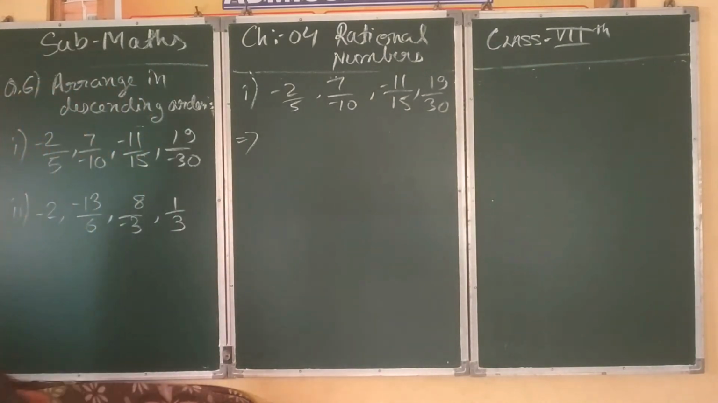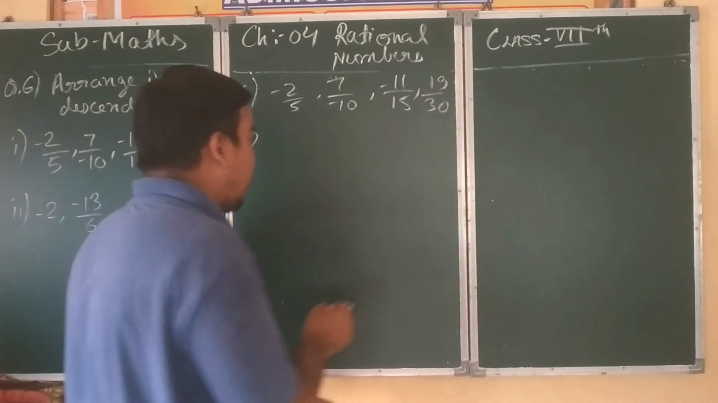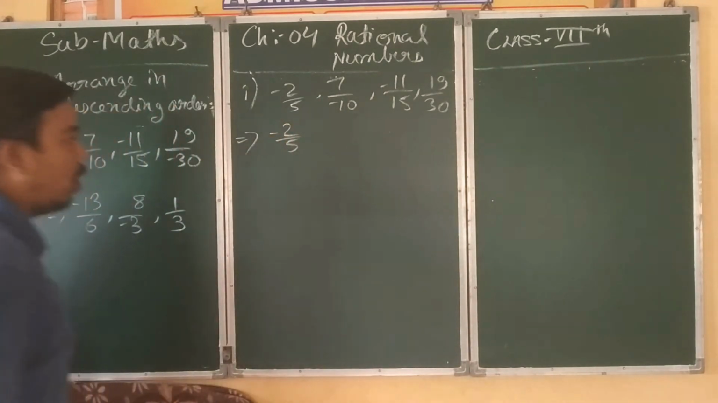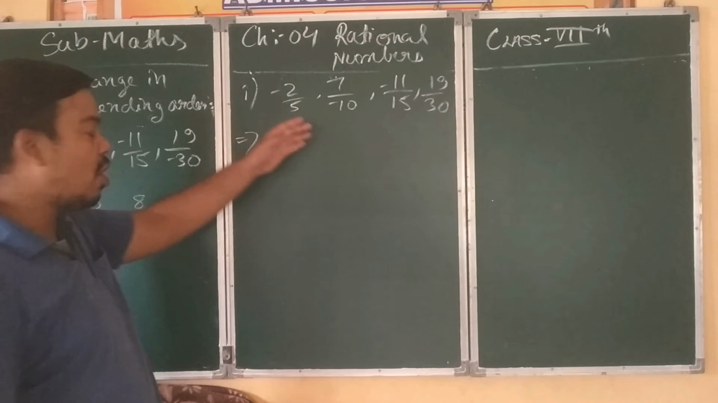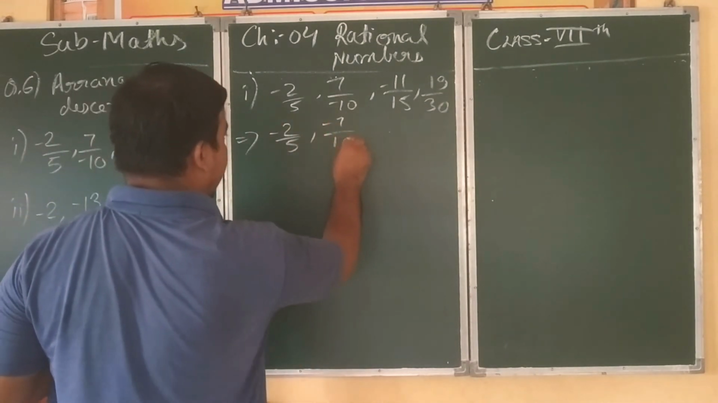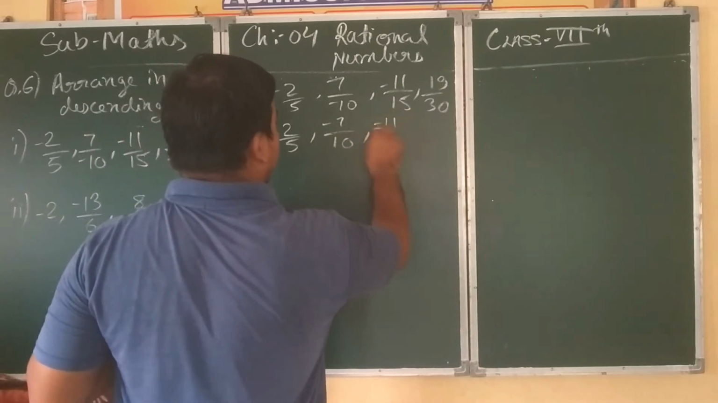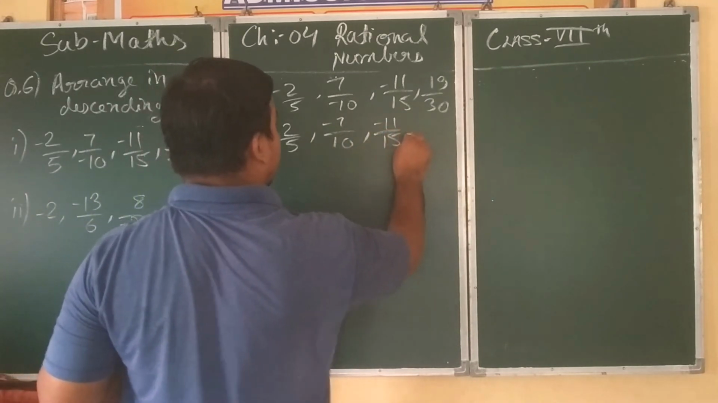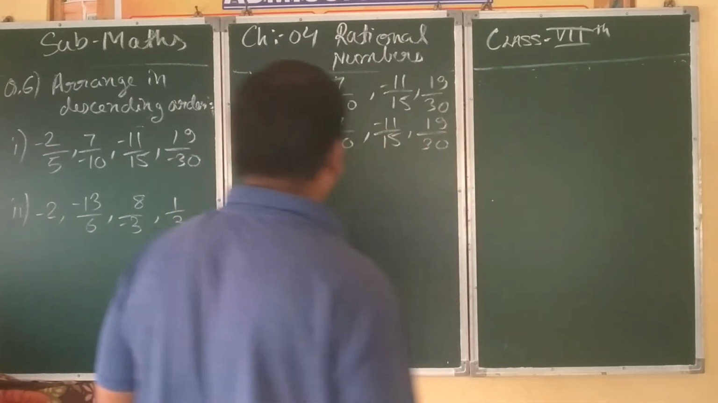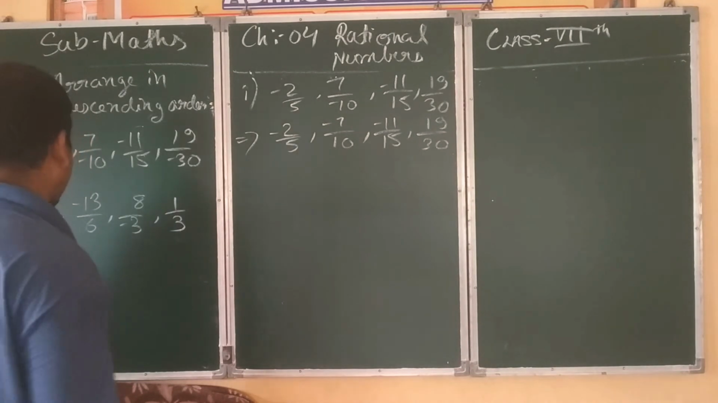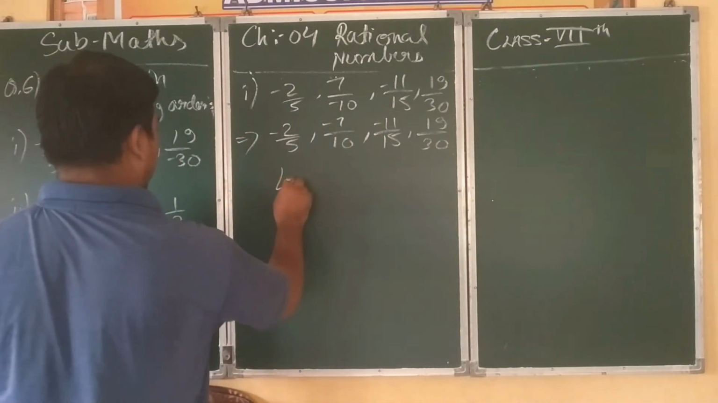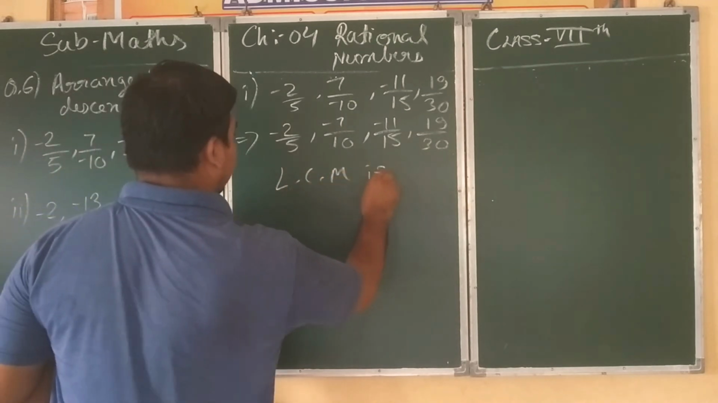So the denominators are not equal. First of all, find the LCM, but we rearrange with positive denominators. So the negative denominator is changed into a positive denominator. So 2 by 5, minus 7 by 10, then minus 11 by 15, 19 by 30. So the LCM is, I think, 30 is the same. Yes, the LCM is 30.